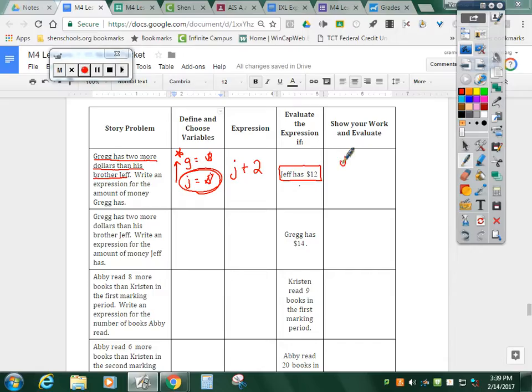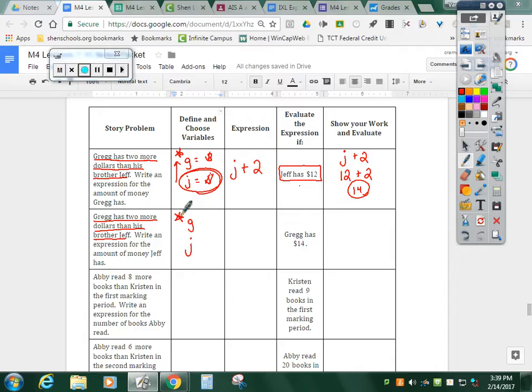And then we worked on evaluating. Evaluating is really substituting J's money, $12 plus 2, and getting a sum of 14. Okay, let's try another one. Again, Greg has $2 more than his brother Jeff. The kids can stay with G and J.